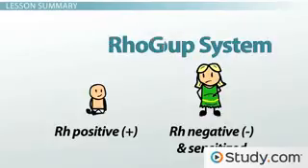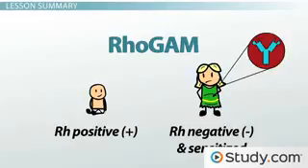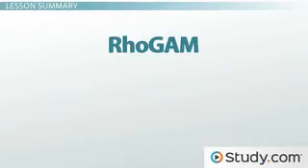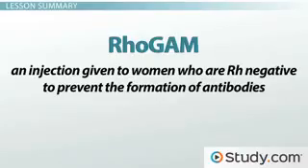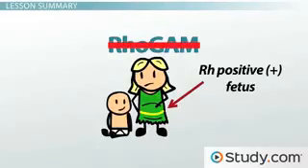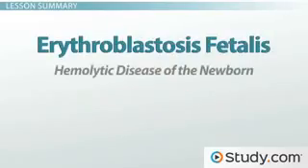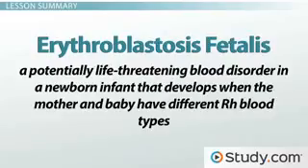Unless the mother is treated with RhoGAM shortly after giving birth, she will begin to form anti-Rh positive antibodies. RhoGAM is an injection given to women who are Rh negative to prevent the formation of antibodies. If she is not treated and becomes pregnant again with an Rh positive child, her child could develop erythroblastosis fetalis, also known as hemolytic disease of the newborn. This condition is a potentially life-threatening blood disorder in a newborn infant that develops when the mother and baby have different Rh blood types.